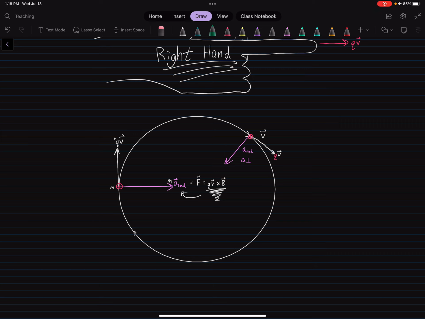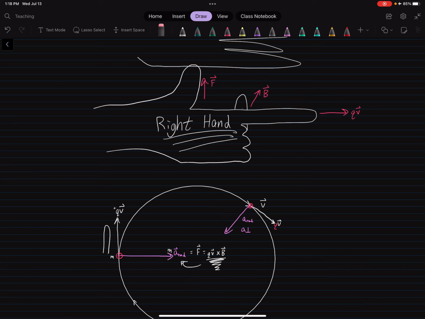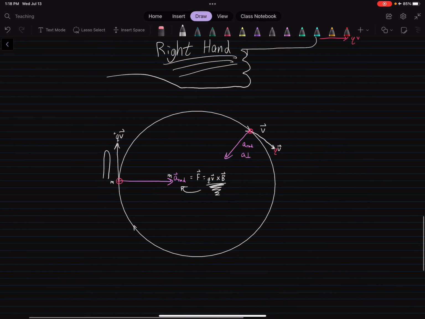So I'm going to take my pointer finger and point it upwards in the direction of QV, and we want our resulting force vector to be radially inward, so that there's a constant force acting radially inward on this particle. At this moment, I'm going to put my thumb, which is what the force is given by, in the direction radially inward. And so this is my thumb.